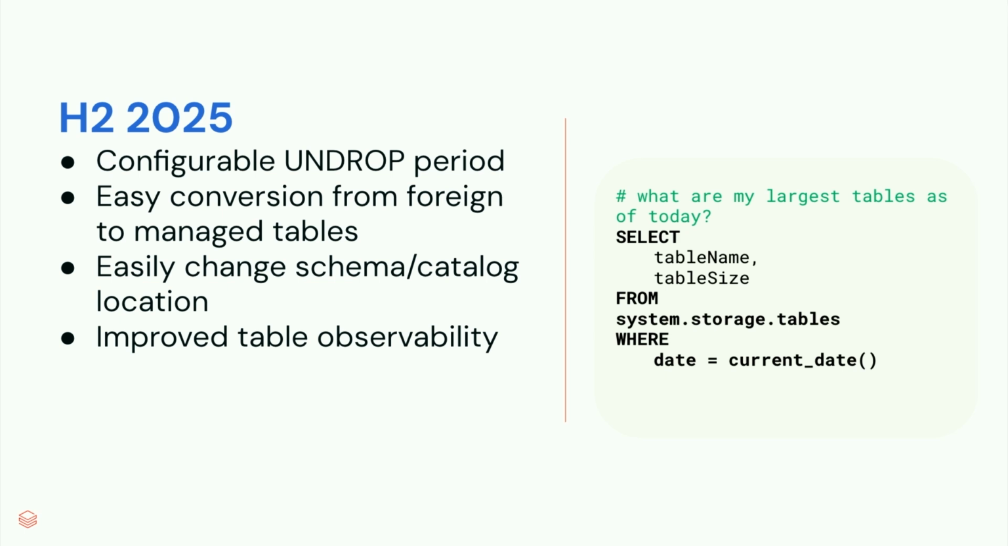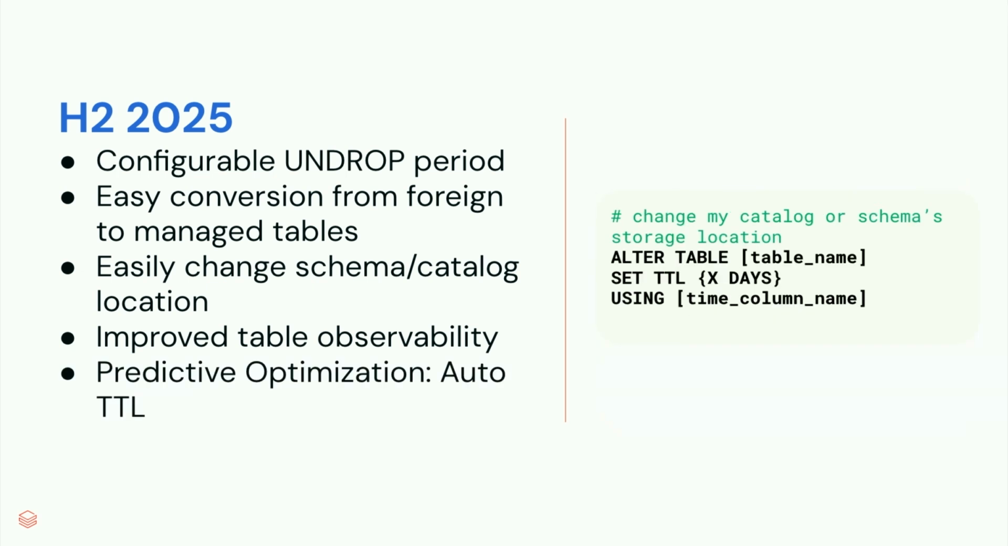Among other things, improved table observability. So this is a really common ask that we get as well around, I have a bunch of tables, but how big are they? And how good is their data layout? And we want to make it really easy to observe those properties of tables. In fact, not only of managed tables, but also of external tables. And so we're working on an out-of-the-box system table that you can query to get that kind of information about all of your tables.